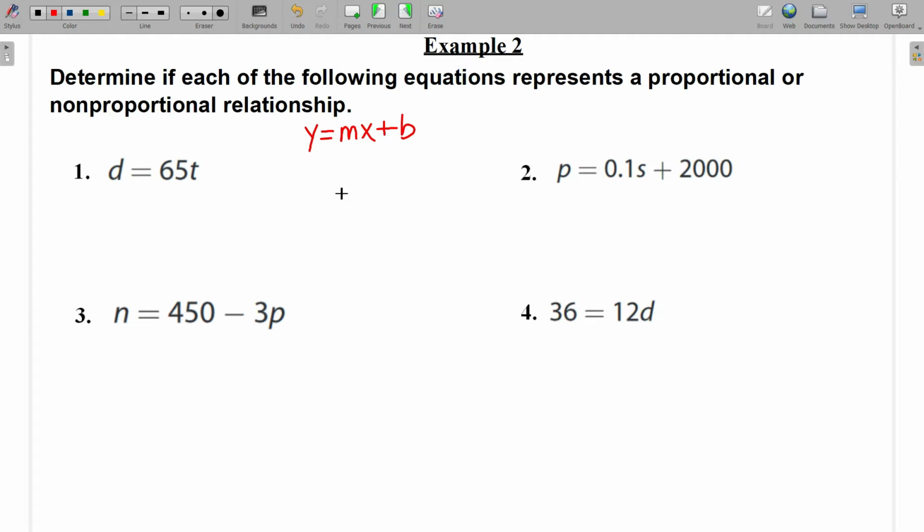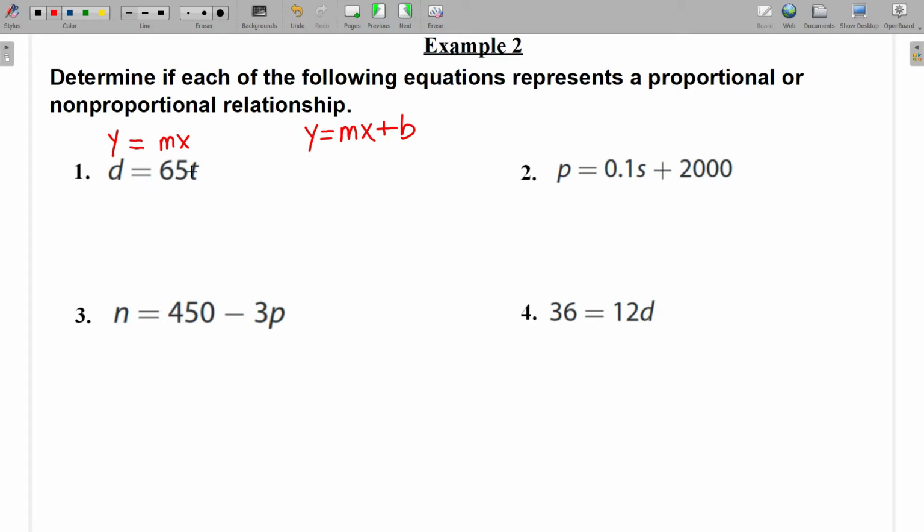One thing to note about all these equations is that we don't necessarily have to have the exact letters y and x as variables in our equation. We can have other variables as well. So in the first one, what we have here is d is equal to 65t. This d is sort of like the y in our y equals mx plus b equation. We have our equal sign. We have 65, which is acting as our slope, and then t is acting as our x.